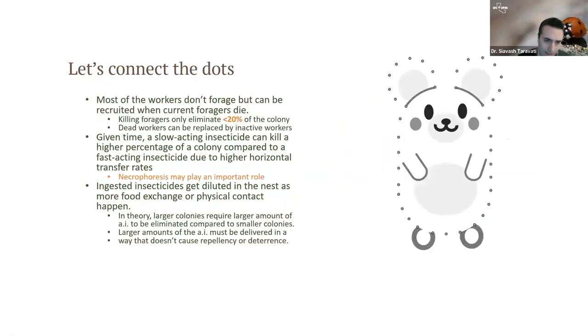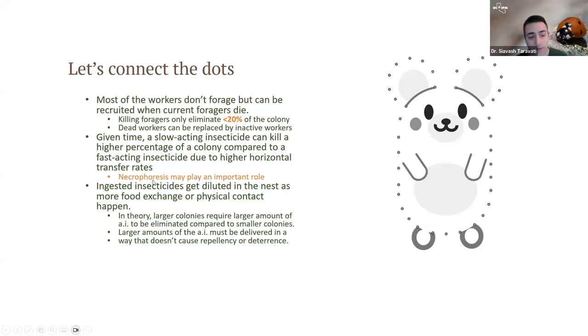So now let's connect the dots. Most of the worker ants don't forage, but can be recruited when current foragers die. So less than 20%, usually much less than that, maybe 10%, 15%. But the key here is that dead workers can be replaced by inactive workers. So given time, a slow-acting insecticide can kill a higher percentage of a colony compared to a fast-acting insecticide due to higher horizontal transfer rates, okay?